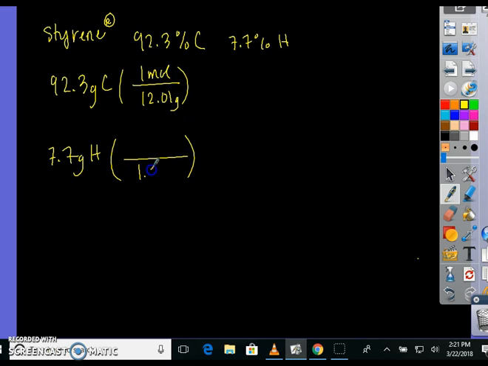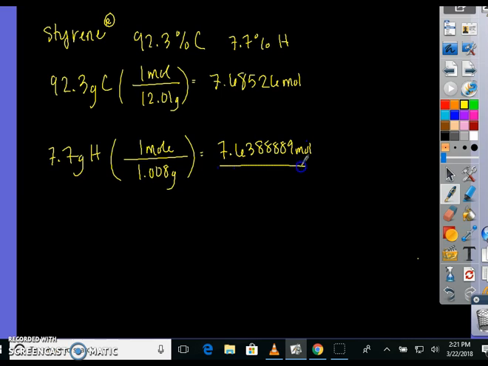Sorry, I'm having trouble talking and writing and calculating at the same time. Okay, so here we go. So we got everything to moles, and I ended up with 7.68526, and then some other digits, and then I ended up with 7.638889 moles for this one. And then, of course, we have to divide by the smallest number, and that happens to be this one. So I'm dividing by the smallest number. And you can clearly see that it's going to be 1 to 1. Okay? Moles cancel, a 1 and a 1.